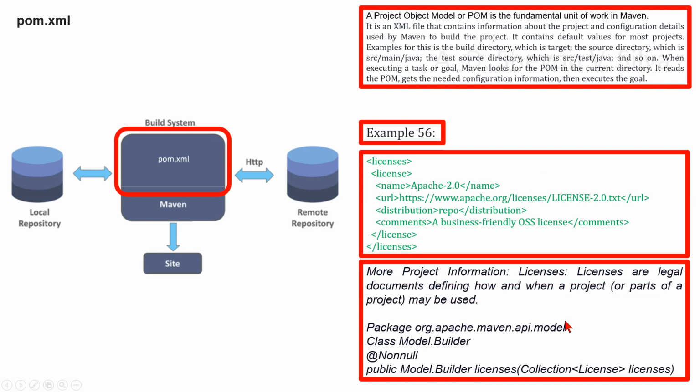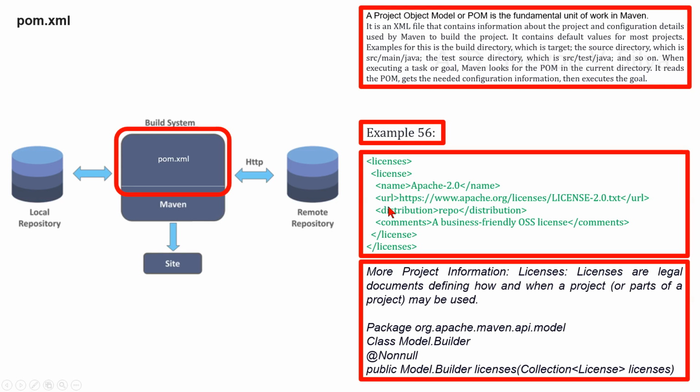Now we are considering licenses in more project information. Licenses are legal documents defining how and when the project or parts of a project may be used. Regarding API, we can consider the @NotNull method public Model.Builder licenses, collection licenses in class Model.Builder in package api.model. Licenses are legal. A project should list licenses that apply directly to this project and not list licenses that apply to the project's dependencies.